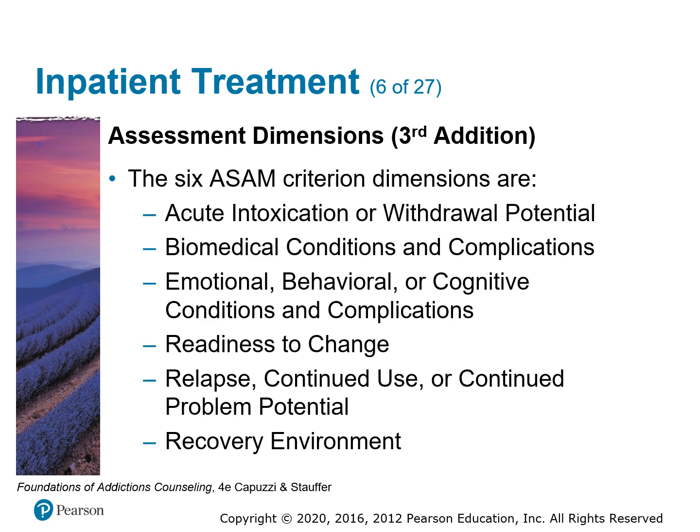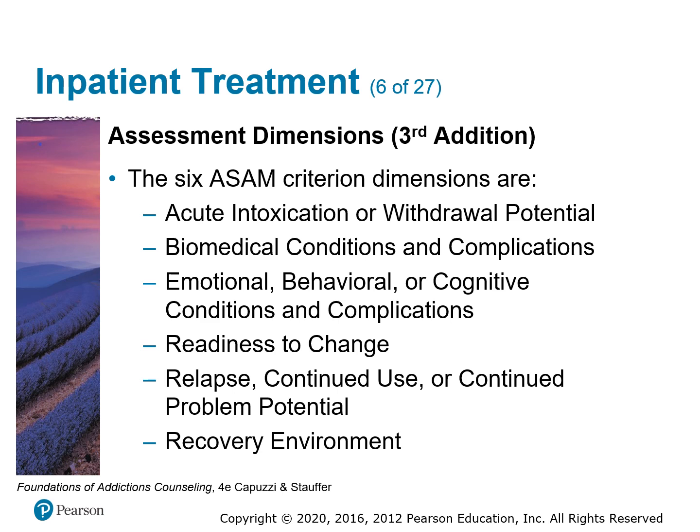So in the 3rd edition, the 6 ASAM criteria are, first, acute intoxication or withdrawal potential. That's how much withdrawal or intoxication, the behaviors that go along with the intoxication, and the severity of the intoxication and withdrawal. Dimension 2 would be biomedical conditions, which talks about the client's medical or physiological ailments. Dimension 3 is emotional, behavioral, and cognitive conditions and complications. Dimension 4 is readiness to change, right?